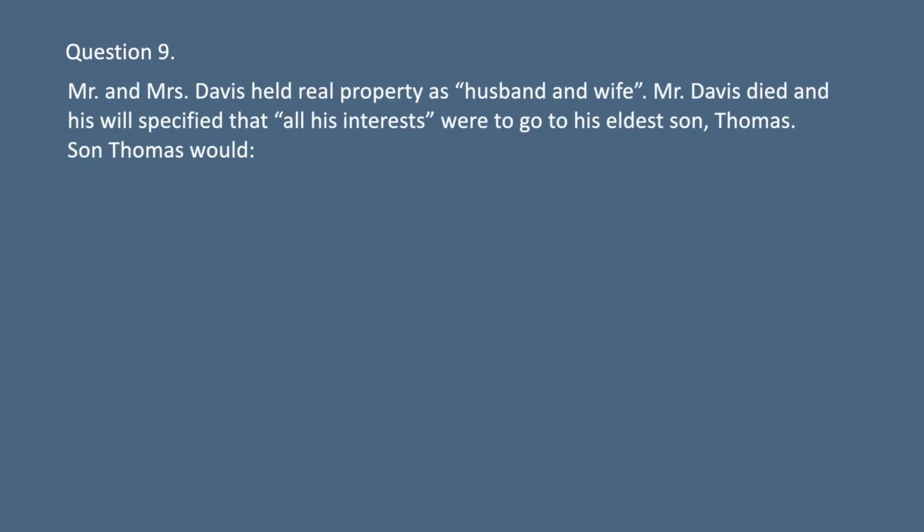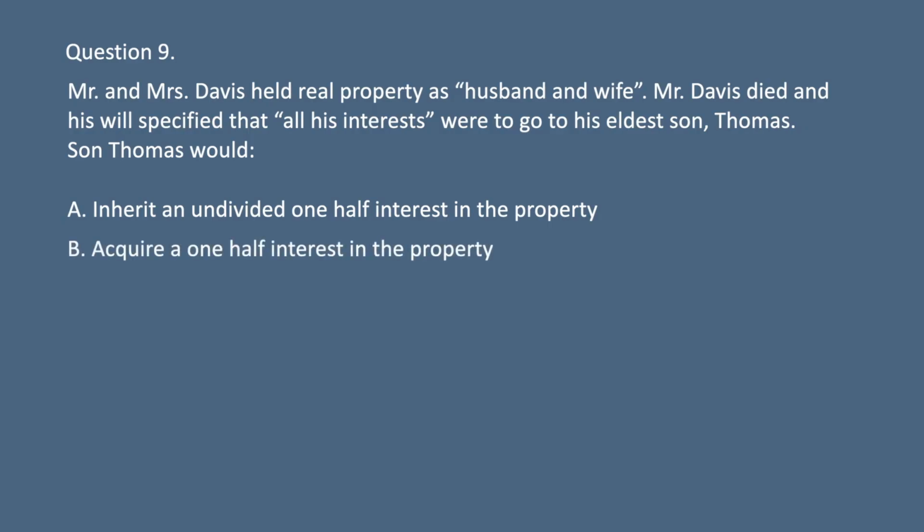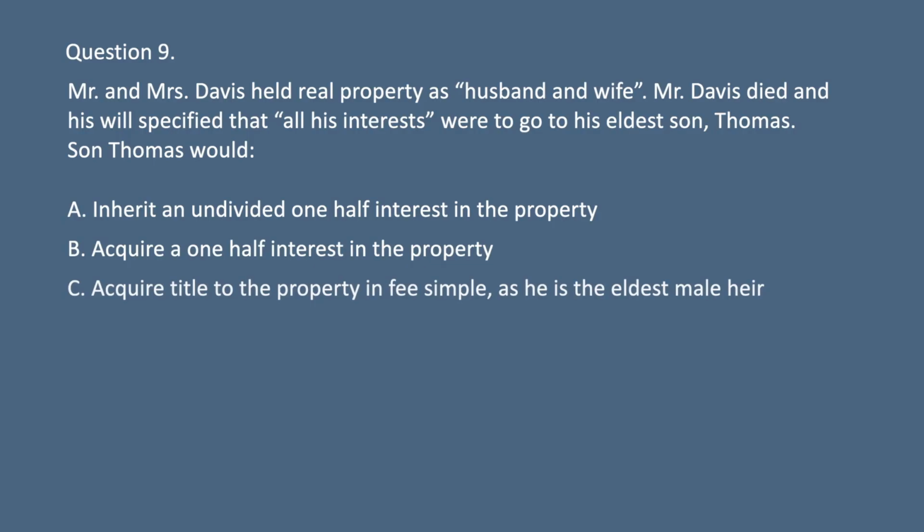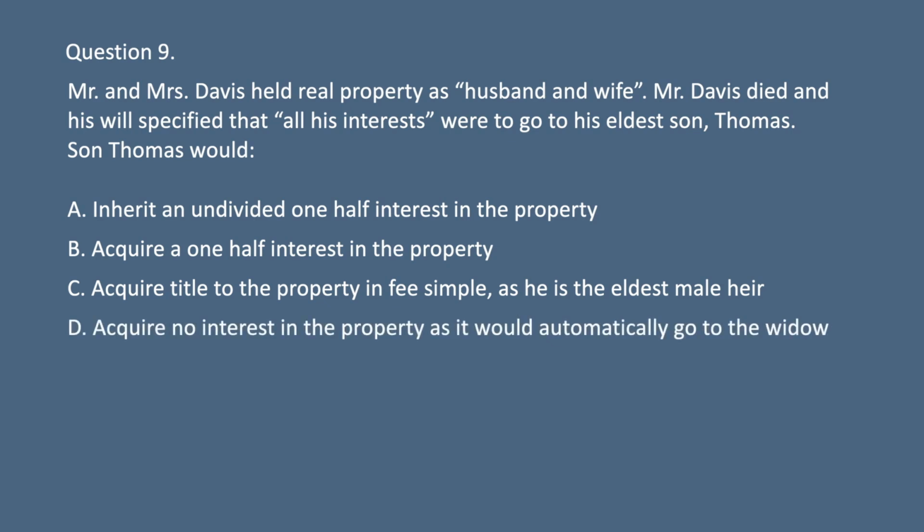Question 9. Mr. and Mrs. Davis held real property as husband and wife. Mr. Davis died and his will specified that all his interests were to go to his eldest son, Thomas. Son Thomas would A. Inherit an undivided 1/2 interest in the property. B. Acquire a 1/2 interest in the property. C. Acquire title to the property in fee simple, as he is the eldest male heir. D. Acquire no interest in the property as it would automatically go to the widow.